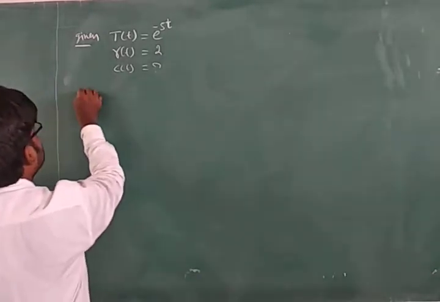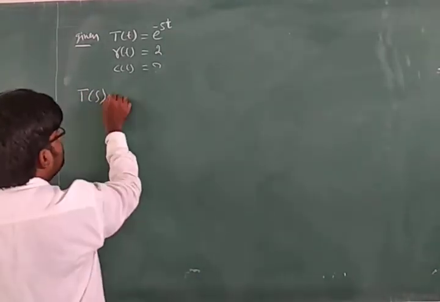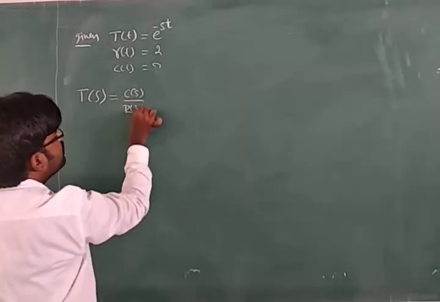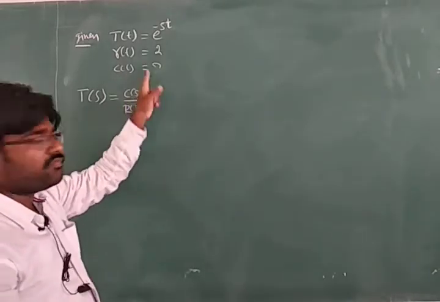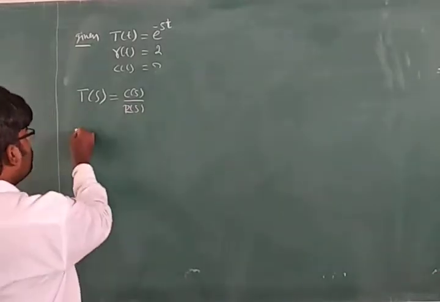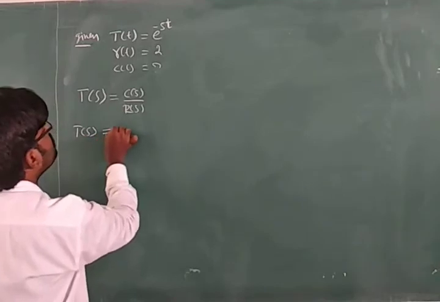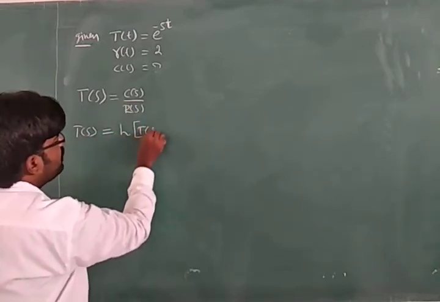First we need to write the transfer function formula. T of s is equal to c of s divided by r of s. If we take the inverse of c of s we will get c of t. So before that, t of s and r of s we need to find out. So how to find t of s? T of s is equal to the Laplace transformation of t of t.